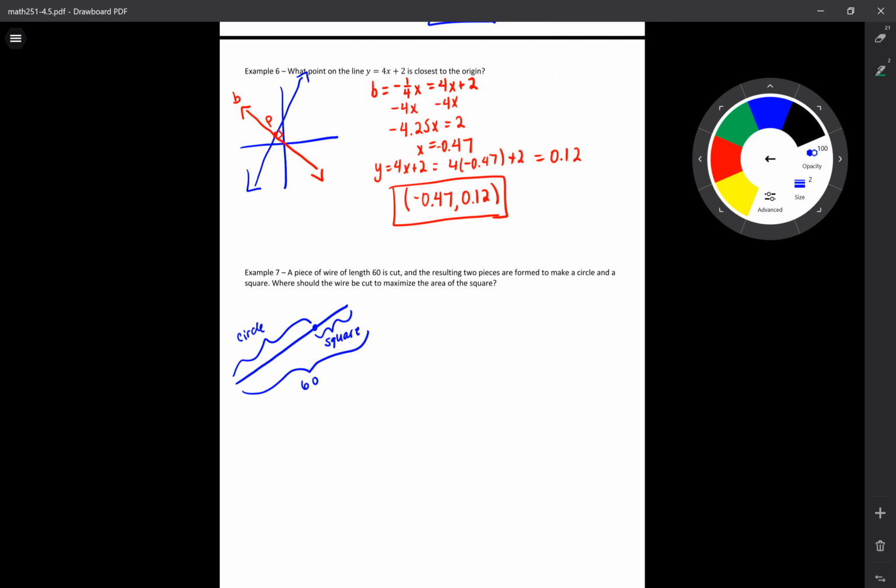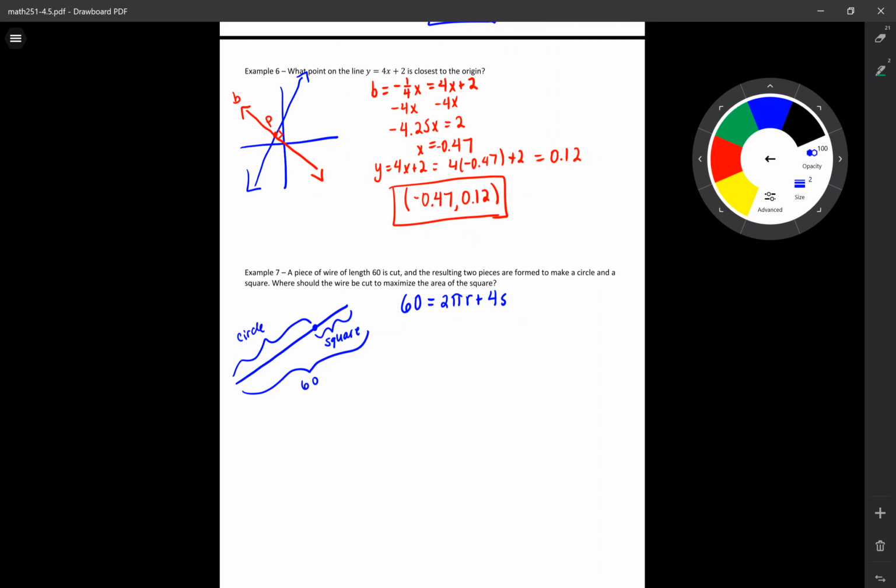So I want to figure out where it needs to be cut to maximize the area of the square. So let's figure out what relationships I have going on here. If I were to cut this and make one of the pieces into a circle, that would be the circumference of the circle, right? So I have 60 is equal to the circumference of the circle, I'm going to say 2 pi r, plus the perimeter of the square, which I'm going to say is 4s. Because again, these pieces of wire will form the circumference or the perimeter of these two shapes. So I have 60 is equal to 2 pi r plus 4s.